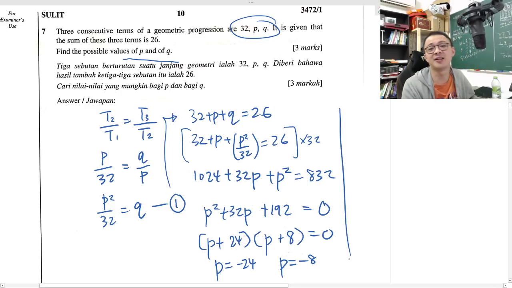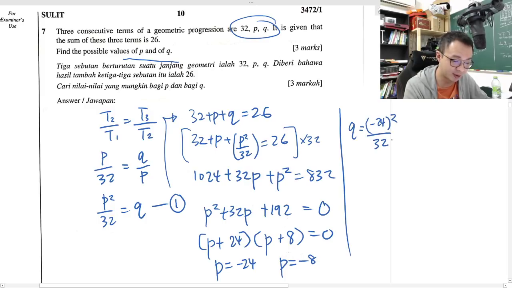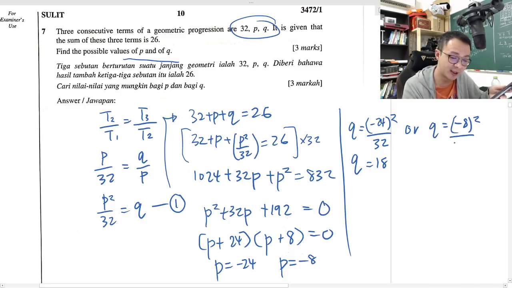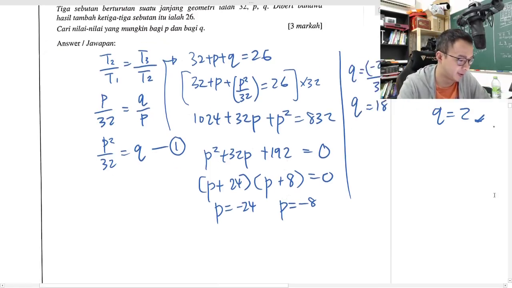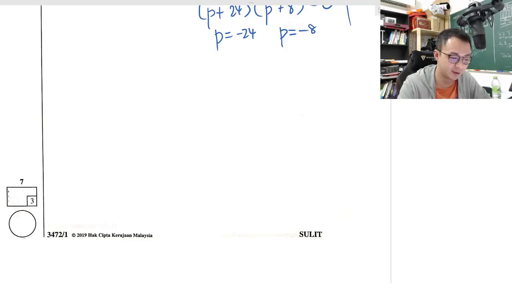And then we still need to find Q, right? Because the question asks us to find P and Q. So you just substitute P into the equation. I have negative 24 squared divided by 32. 24 squared divided by 32 is 18. And the other one, Q equals negative 8 squared divided by 32, which is 2. Alright, so this is how we do this one. Move on to the next one.